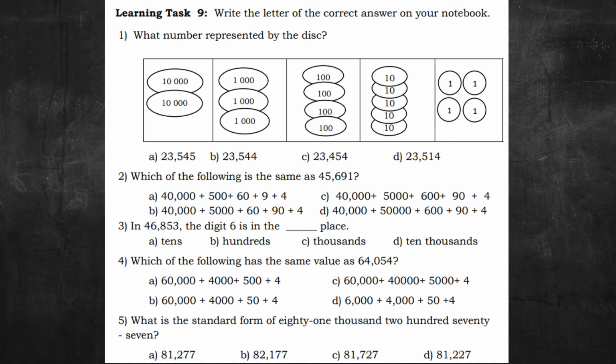In reading a number, always begin with the digits in the first period on the left and say the period where the digits are. Then say only the digits in the units period. In writing a number in symbols, the digits are separated by commas or spaces in groups of 3 called periods starting from the right. For our final learning task, write the letter of the correct answer on your notebook.